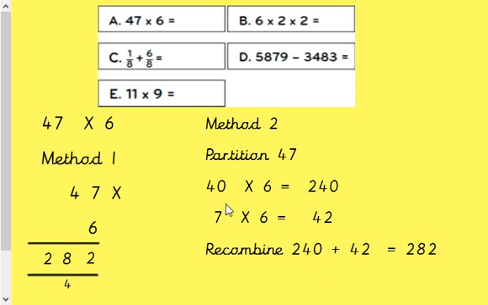Second method, as always, you know how much I love a good partition. Okay, so if we've got 40 and 7, and then we multiply both parts there by 6. So 40 times 6 is 240. And 7 6s are 42. If you recombine the numbers, 240 plus 42 would give you 282.